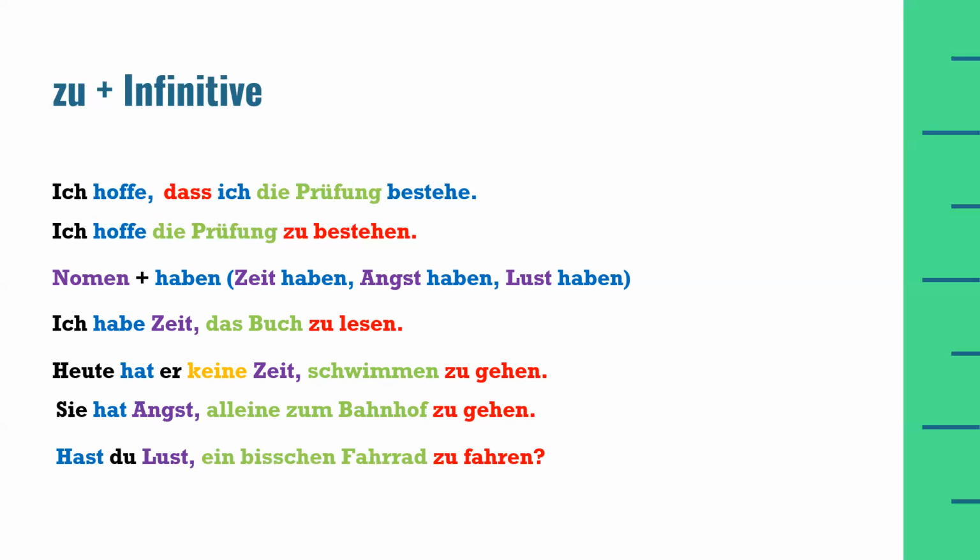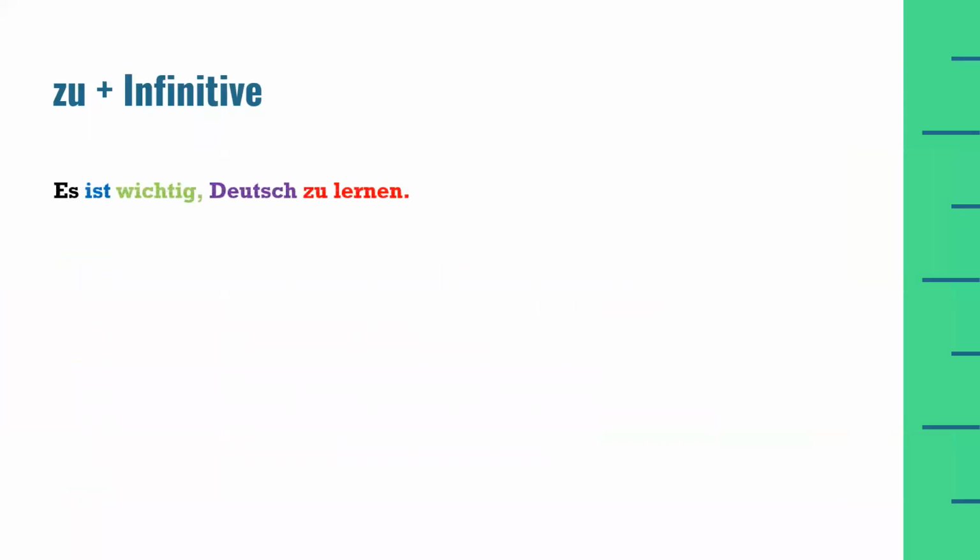Hast du Lust, ein bisschen Fahrrad zu fahren? Are you in the mood to ride the bicycle? Let's have a look at some other examples. Es ist wichtig, Deutsch zu lernen. It's important to learn German. In this sentence again, zu and the infinitive form of the verb come at the last position of the sentence. Es ist wichtig, it's important, is something that we have already learned. What is new is zu plus infinitive, and it is used at the last position of the sentence.